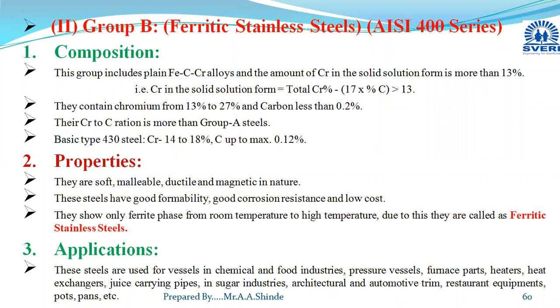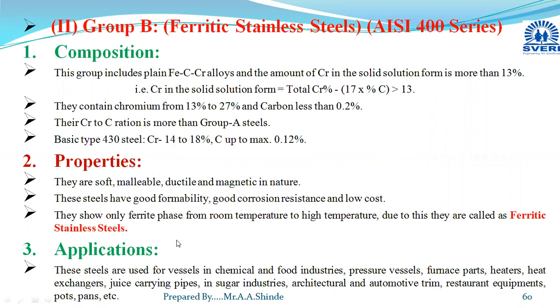You can say that the chromium to carbon ratio is more in group B as compared to group A steels. Here I have added one example, AISI 430 steel, which contains 14 to 18% chromium and carbon maximum up to 0.12%. The general composition of this group B or ferritic stainless steel will be like this: iron, carbon, and chromium alloys with 13 to 27% chromium, carbon less than 0.2%, and out of the total chromium, the solid solution chromium is more than 13%.